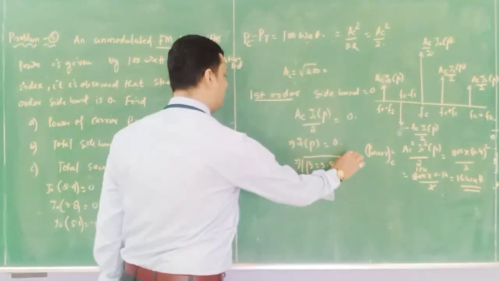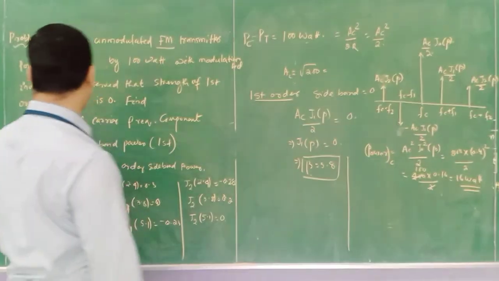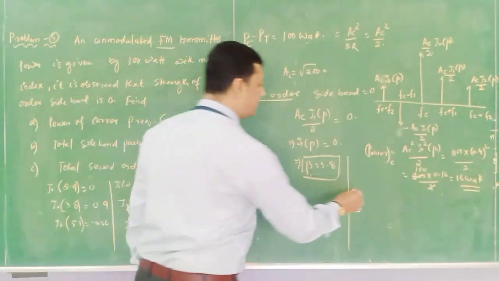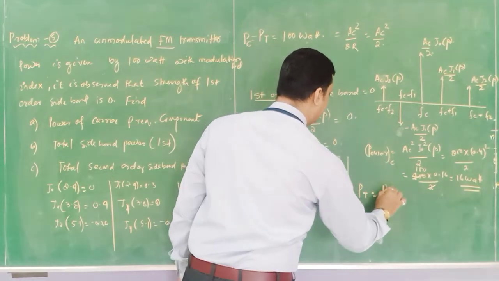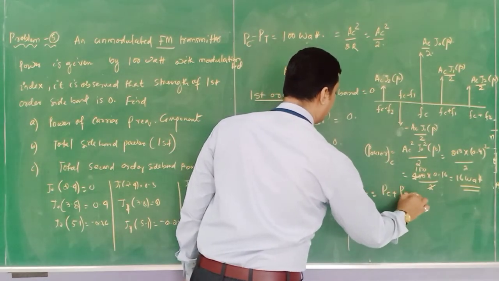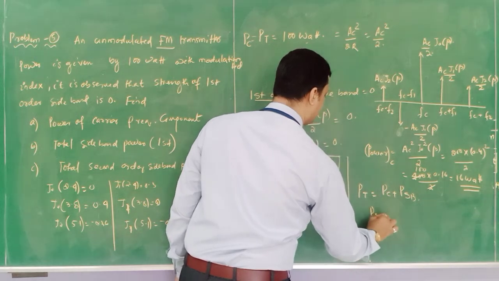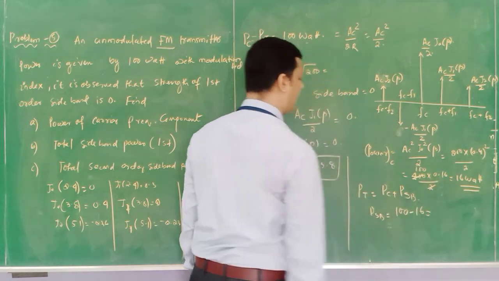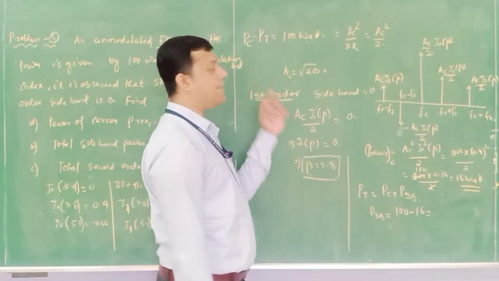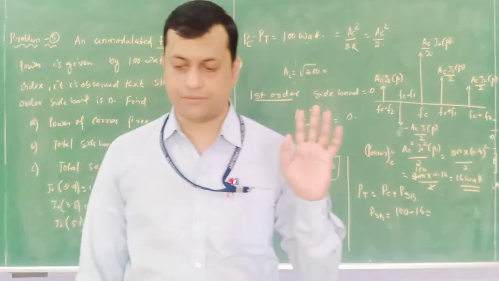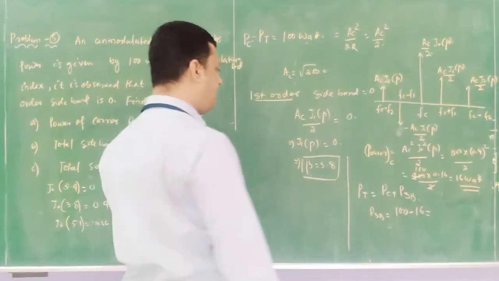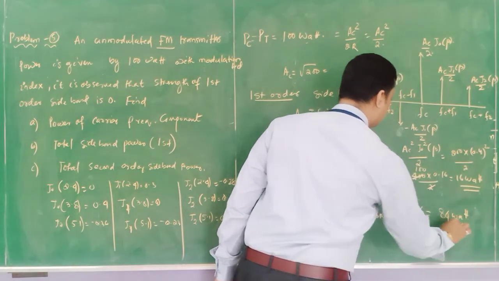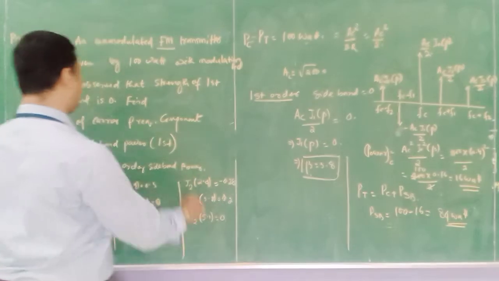Done. Now here we identify the total sideband power. As we know, transmitted power is equal to carrier power plus sideband power. So sideband power is 100 watt minus 16 watt, because the power content in the carrier is 16 watt, what we have seen, and the sideband power will become 84 watt. Done. So this second question is also over.